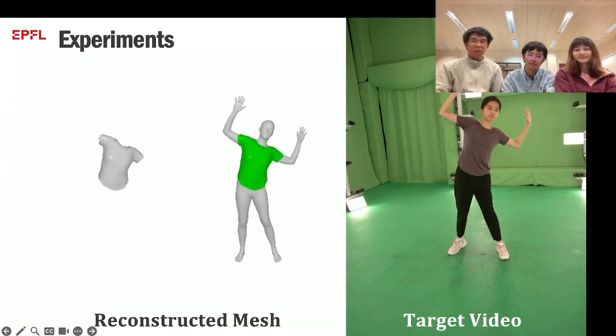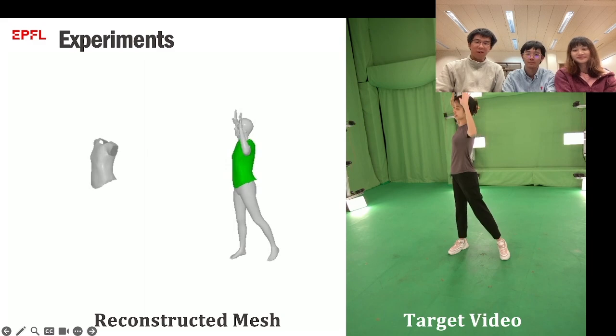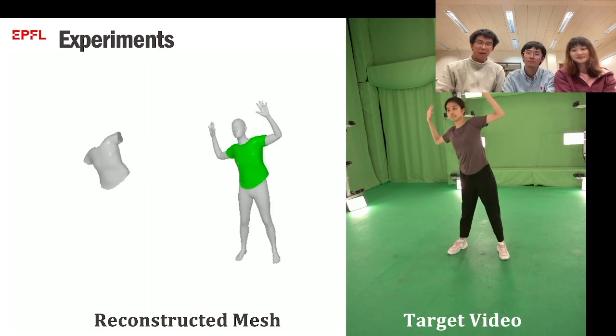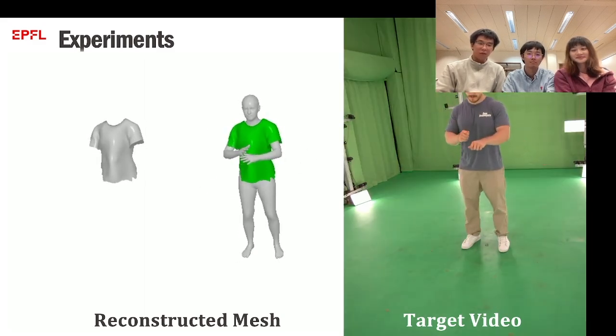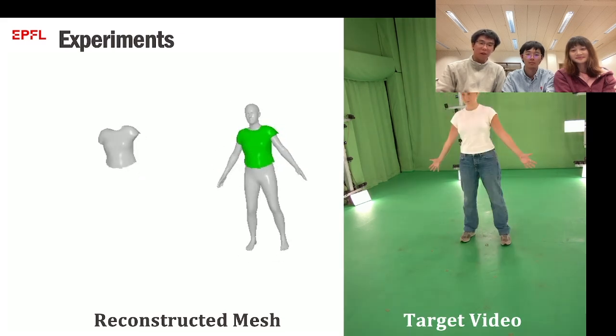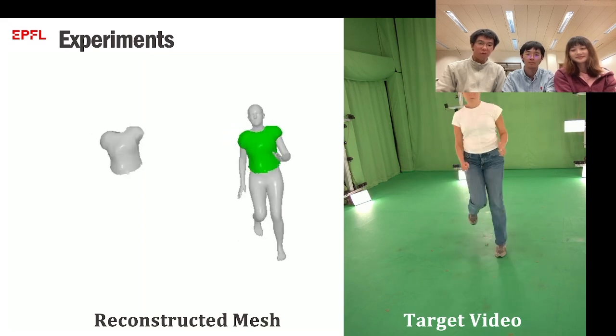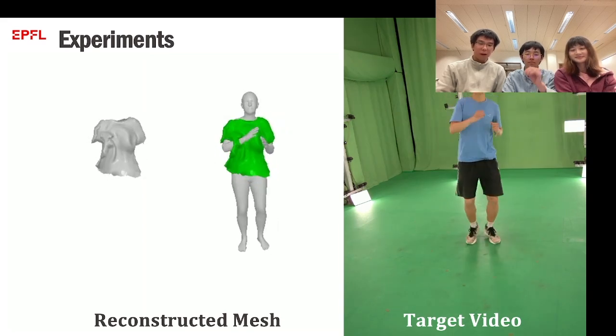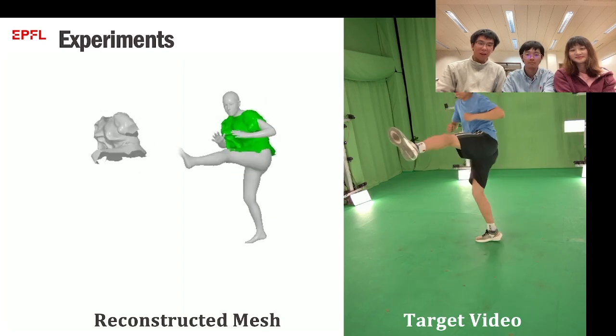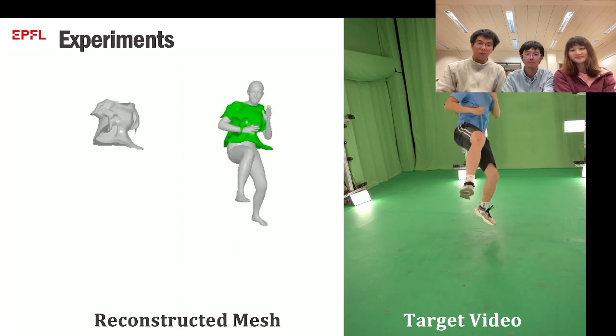Okay, here are our results on the Dress4D dataset. The right shows the target video, and the left side shows our reconstructions. Our clothing mesh closely follows the ground truth video across all frames, and it generally exhibits correct bending and deformation throughout the frames. As the character moves, the clothing accurately reflects the bending and torsion corresponding to the human motion.